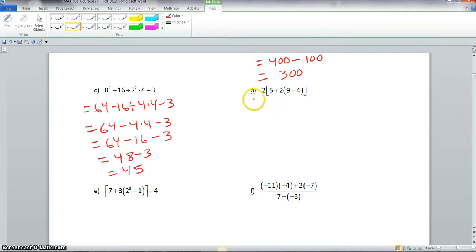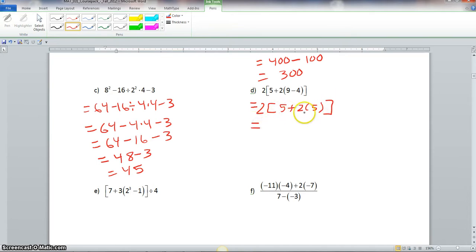Picking up where we left off, we have example D. We look inside this parenthesis, which is a bracket, and inside the bracket we have this parenthesis. So we would do this parenthesis first. 9 minus 4 is 5. So we have 2 bracket 5 plus 2 parenthesis 5 bracket.